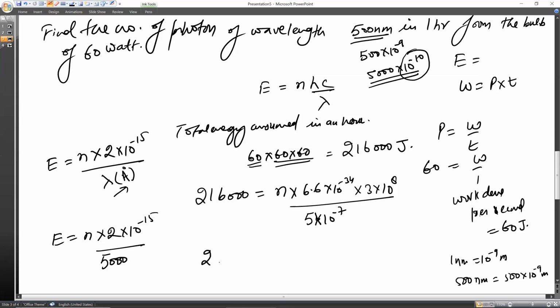So you can write it 216 into 10 to the power 3 is equal to, or you can solve it like this for research wise. Here you can write N into 2 into 10 to the power minus 15 upon 5000. Now calculate the value of N.